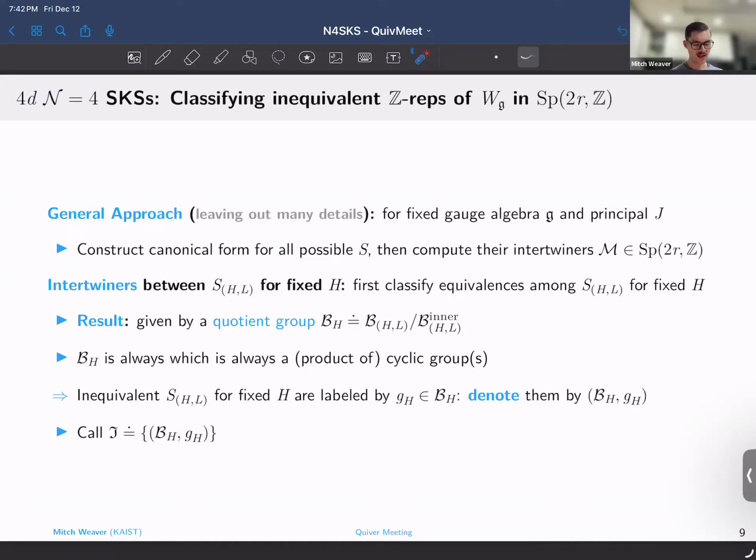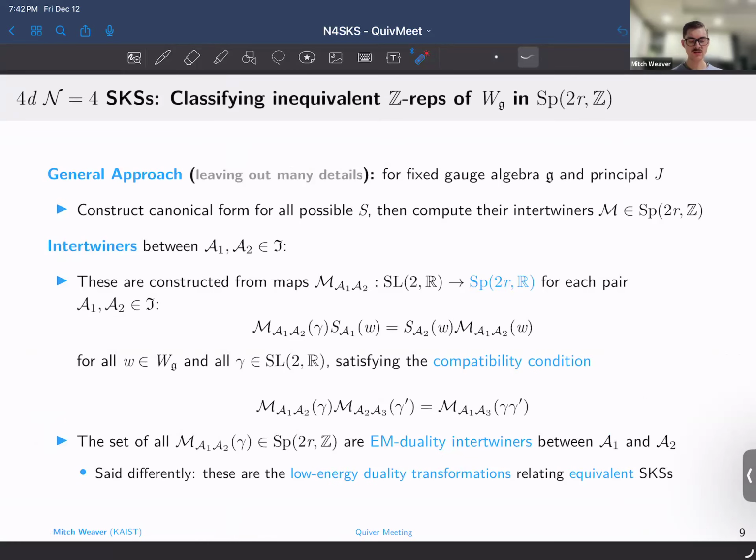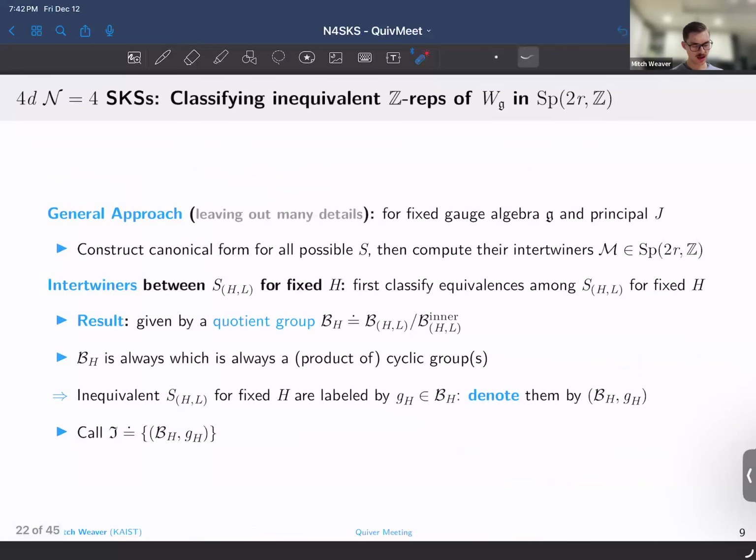And then I'll call I here, this math frac I, will consist of the full set of these pairs. So it'll contain all the distinct canonical Z reps for fixed H. And so the next thing you have to do is figure out what the intertwiners are between the elements in this set, basically for different H.